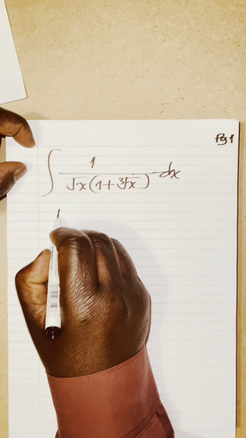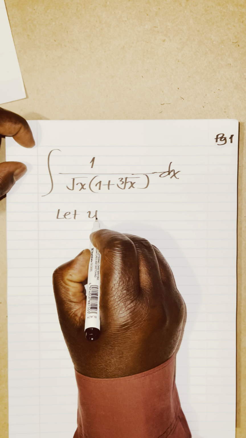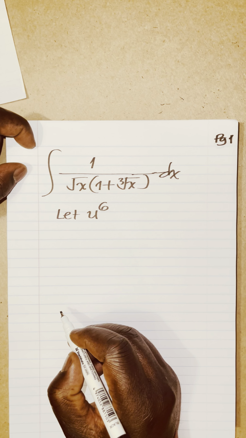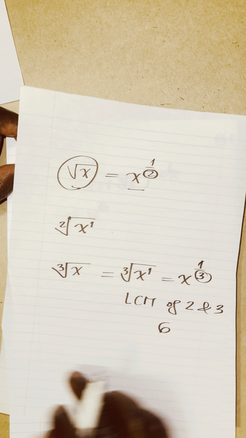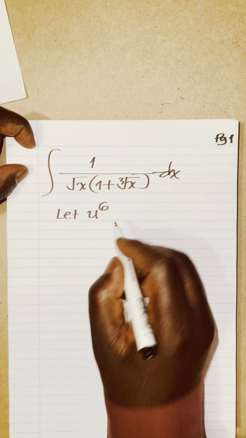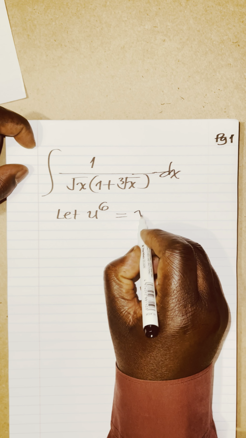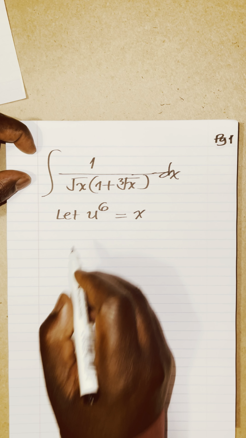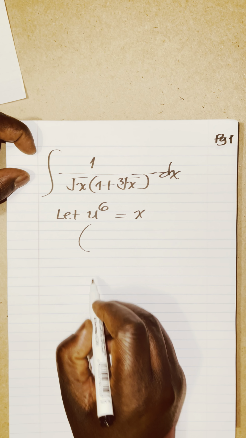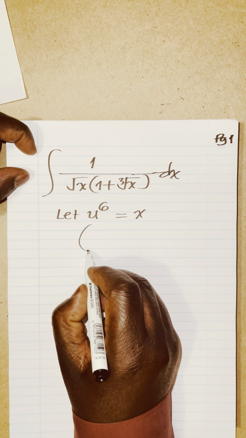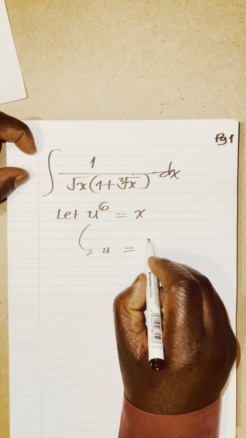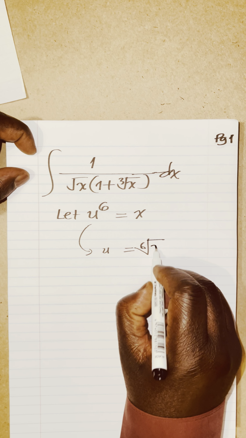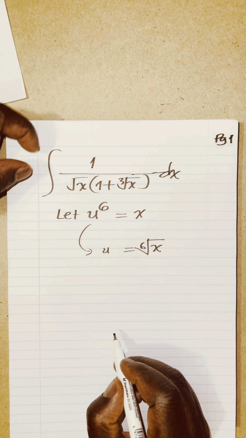We're going to let u to the power 6 be equal to x. Where is the 6 coming from? The LCM of 2 and 3. We obtain two equations from this one. The first one, obviously, is to take the positive 6th root on both sides, and we get u on one side, and on the other side we get the 6th root of x. Right, that's the first equation.